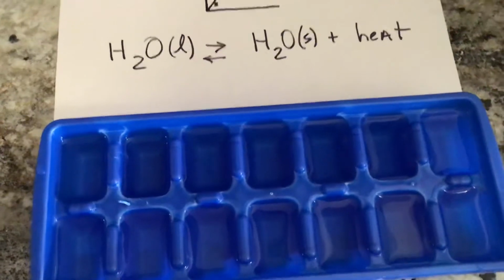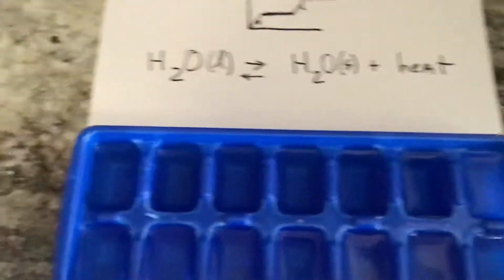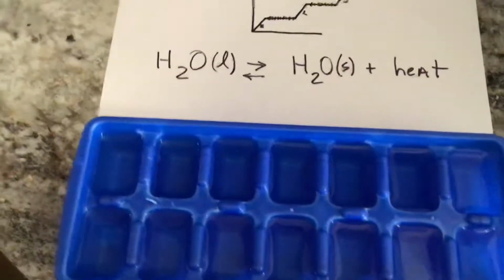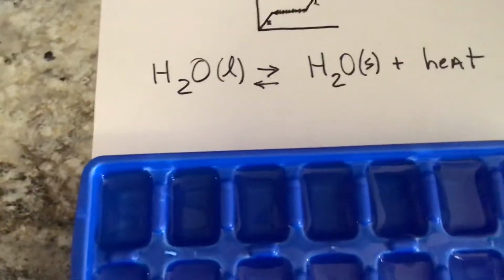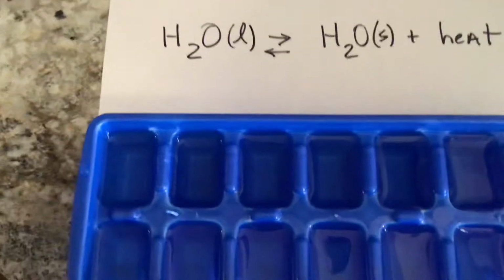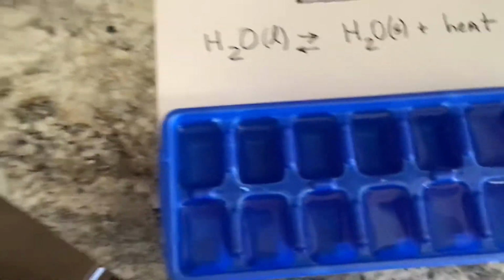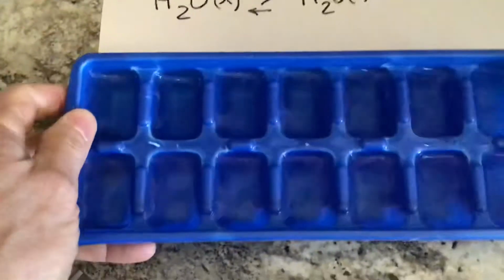Now some people might say, well, Mr. Zakari, it's real simple. If you want to make ice, all you have to do is take liquid water and add heat to it, and you'll get ice cubes. Okay, so let's try that out. All right, we're going to put the ice cube tray into the oven. I'm going to leave it in there for a few minutes and see what happens.